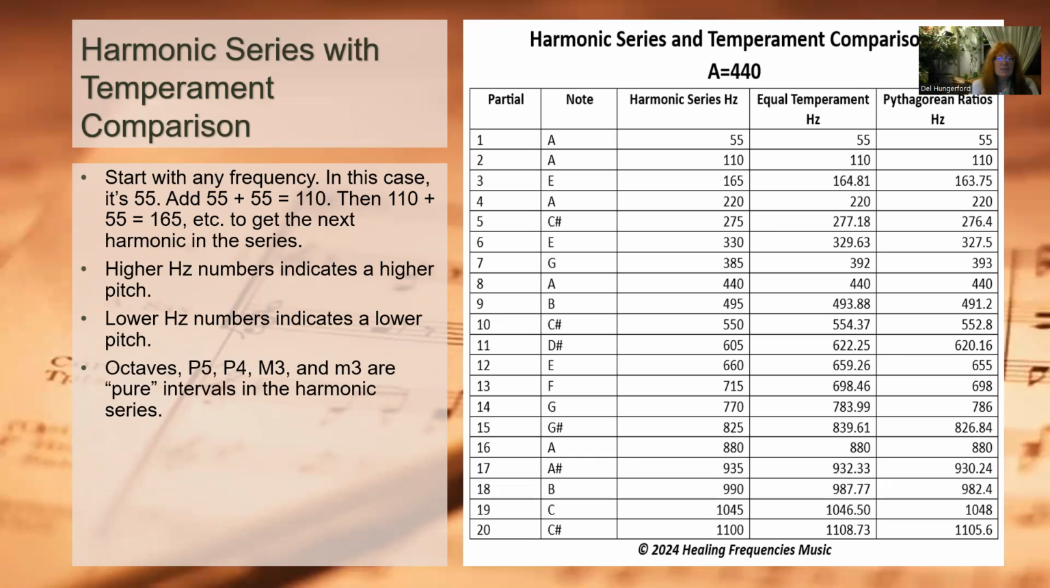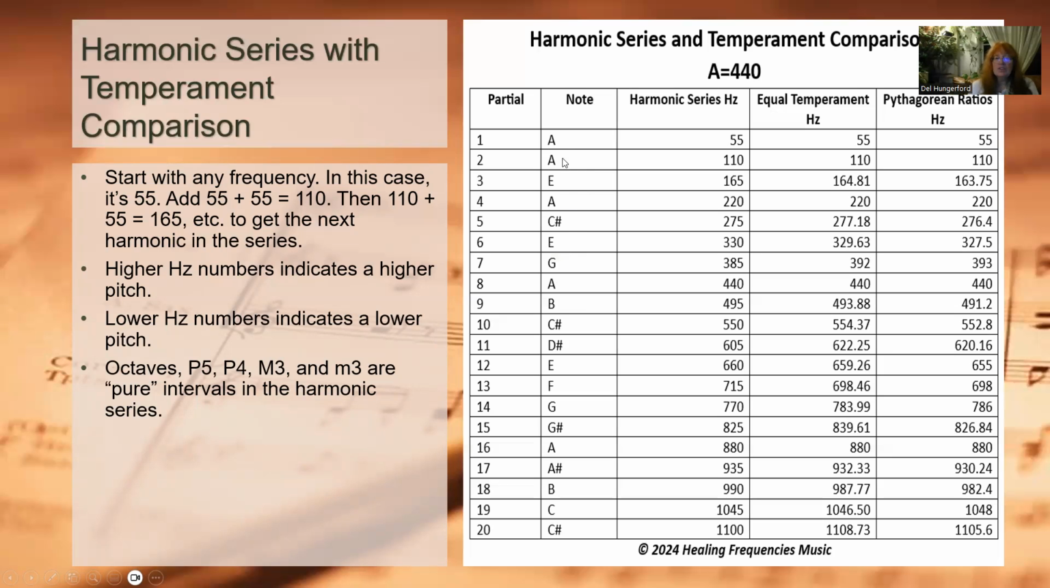Octaves, perfect fifth, perfect fourth, major third, and minor third are pure intervals in the harmonic series. That's these right here. So A to E, that's a perfect fifth. That is perfectly in tune. You go from E to the next A higher. That's a perfect fourth. That is perfectly in tune. A to C sharp, 220 hertz to 275, is pure. And the minor third, C sharp to E, that's also pure.